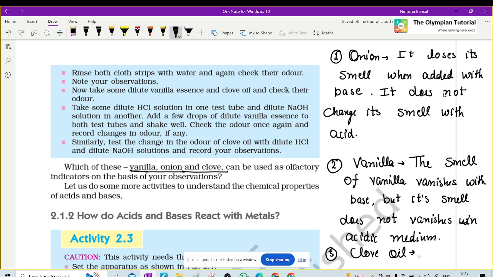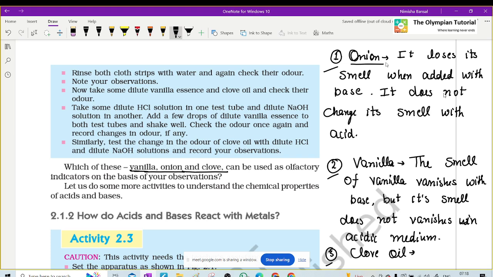Yes, ma'am. Actually, Tanya, you observed one thing. All these three are food products, and they remain their smell in acidic medium, but not in basic. That's why we add onion in vegetable and also lemon juice. Lemon juice has citric acid. If onion will vanish its smell with citric acid, then the taste of the vegetable will not be good.